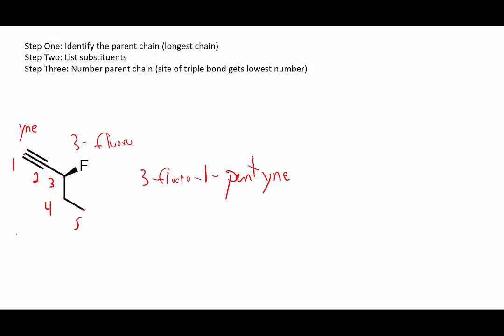Lastly, we need to add the stereochemistry of the fluorine. In this case, it is going to be fluorine's number 1. The alkyne will be number 2, 3, which is counterclockwise, so that will be S. So this is S, 3-fluoro, 1-pentyne.